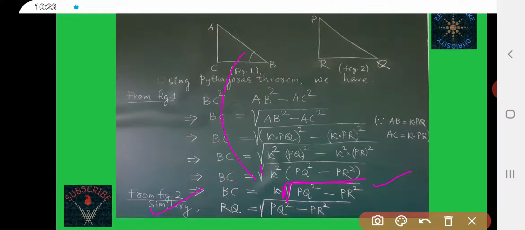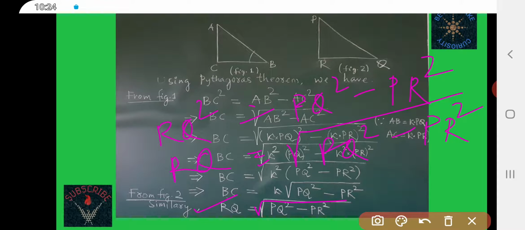Then similarly we can write from figure 2, what? Now RQ square is equal to PQ square minus PR square, and RQ is equal to square root of PQ square minus PR square. So here RQ is equal to square root of PQ square minus PR square.